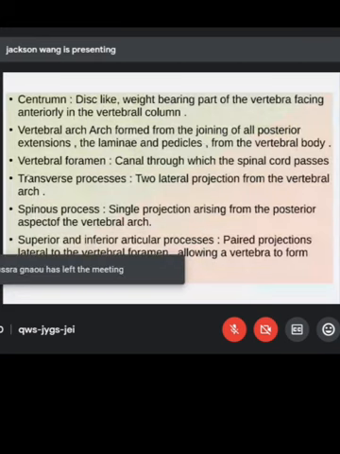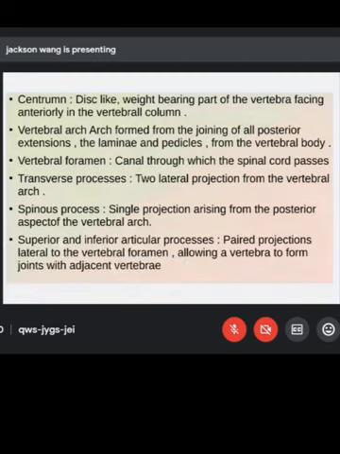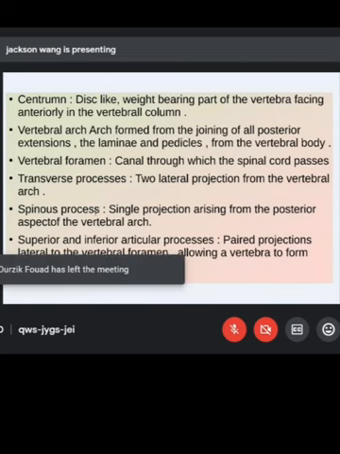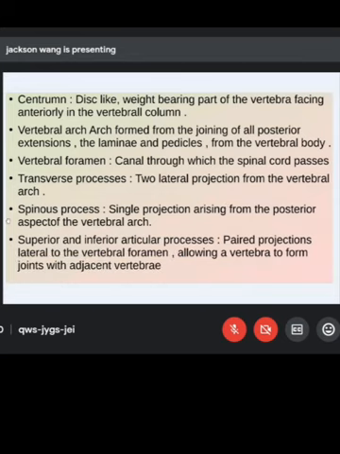The vertebral foramen, the canal through which the spinal cord passes. Transverse processes. Ce sont les processus transversaux. Two lateral projections from the vertebral arc. Spinous processes. C'est l'apophyse épineuse. Single projection arising from the posterior aspect of the vertebral arc.